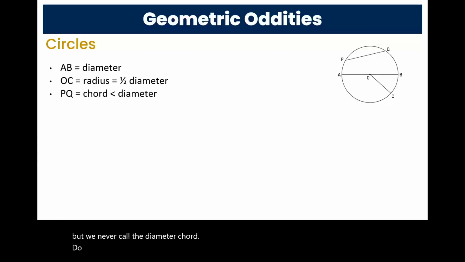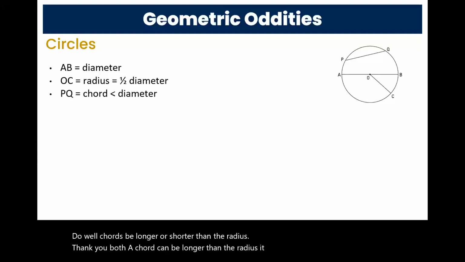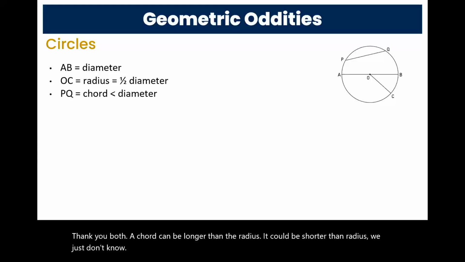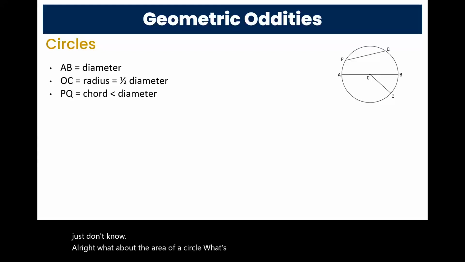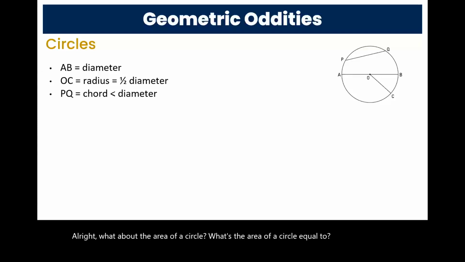Will chords be longer or shorter than the radius? They could be both. A chord could be longer than the radius. It could be shorter than the radius. We just don't know. All right. What about the area of a circle? What's the area of a circle equal to? Okay, pi r squared.